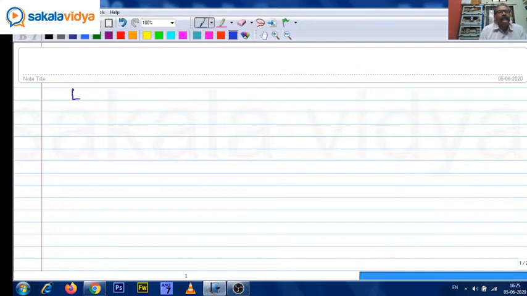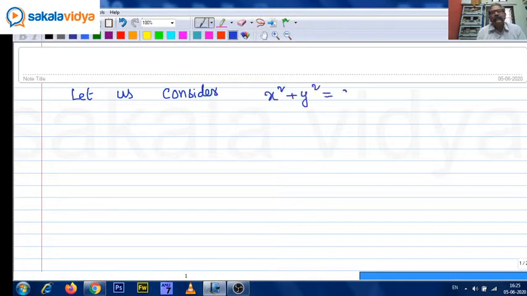So let us consider one more example. Let us consider x square plus y square equals a square. This is the equation of the circle whose center is at origin, having radius a.